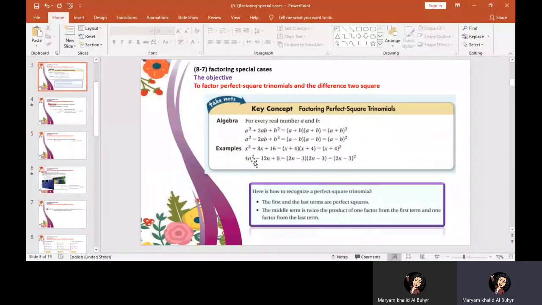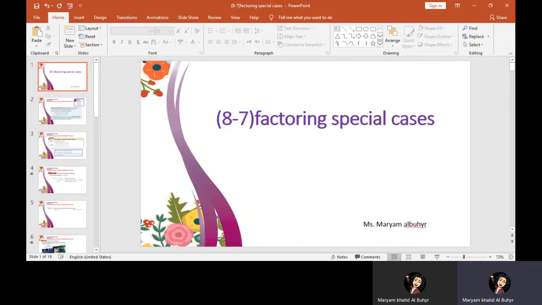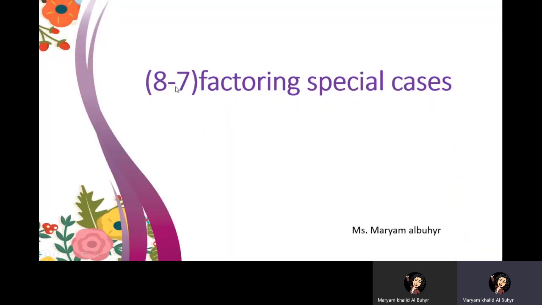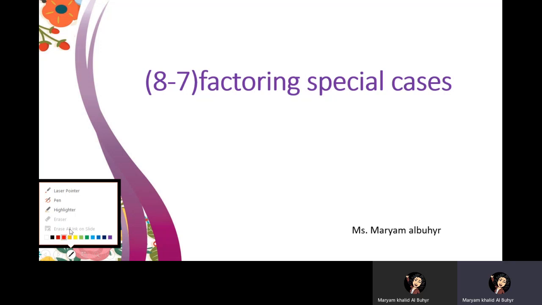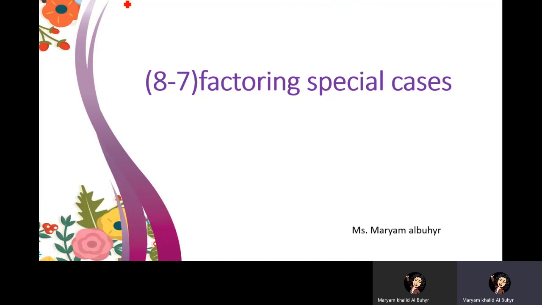Okay, great. I could find the other PowerPoint. All right, so this lesson will be lesson 7, 8. We will be talking about factoring special cases. We learned in the previous lesson how to factor any kind of trinomial in this form, ax squared plus bx plus c. That's the general form for quadratic functions, which means that I'm preparing you for the next chapter, inshallah.